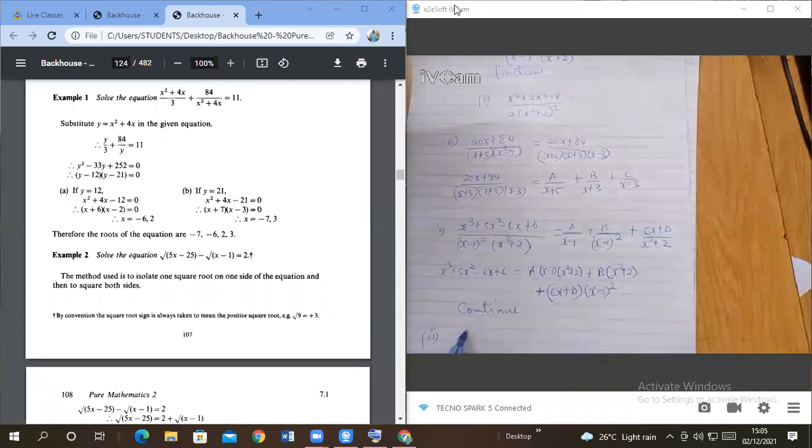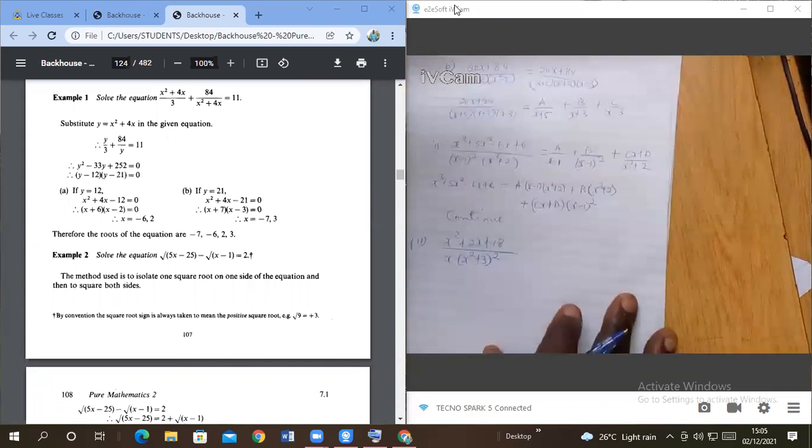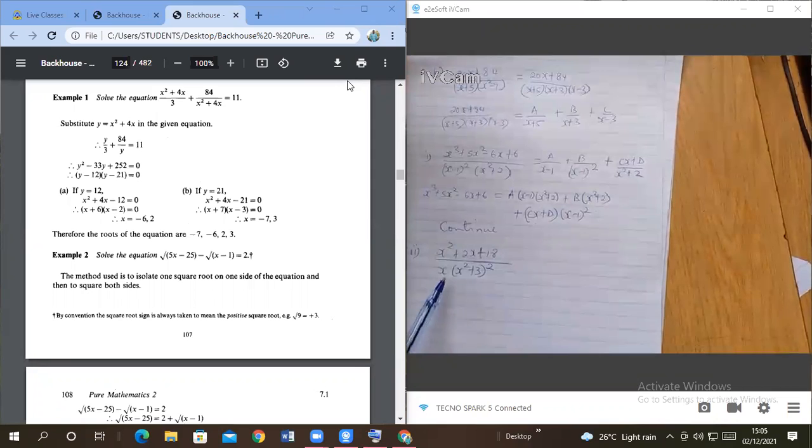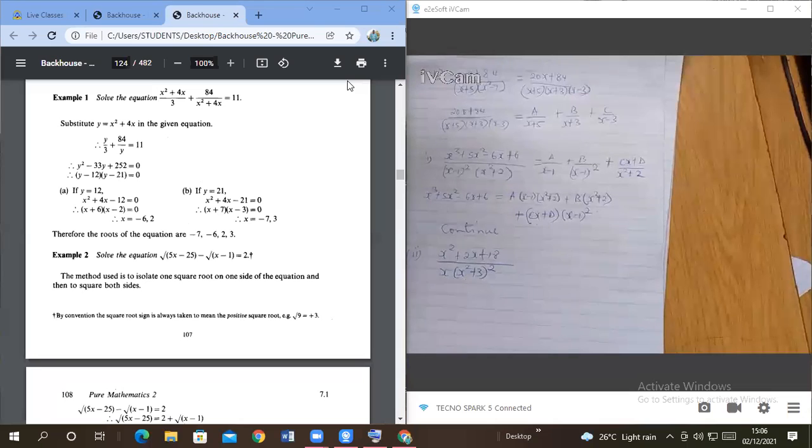We have x squared plus 2x plus 18, all this over x into x squared plus 3 to power 2. Are we able to see this? Yes. So what do we see? Is this expression proper or improper? I'm waiting. Is it proper or improper? It's proper.